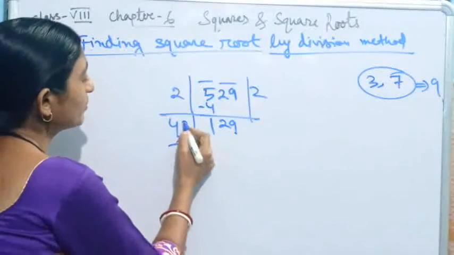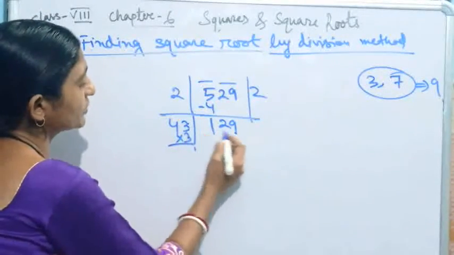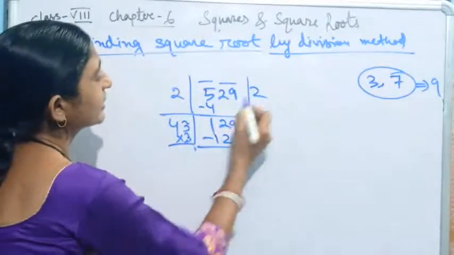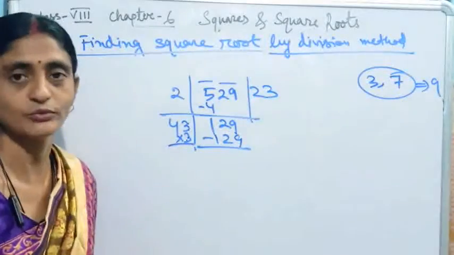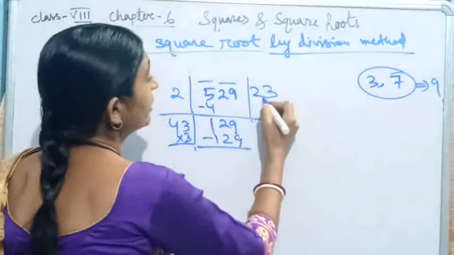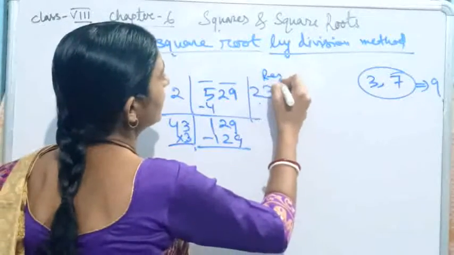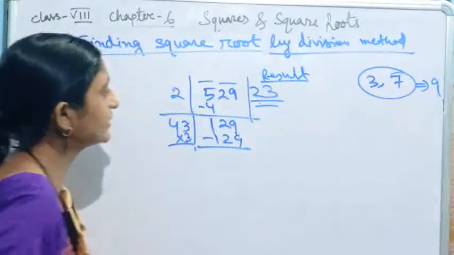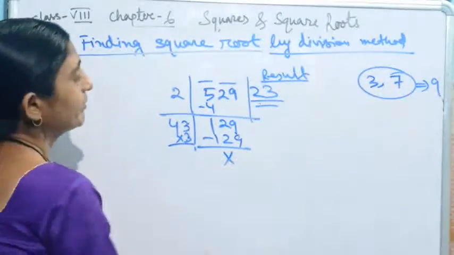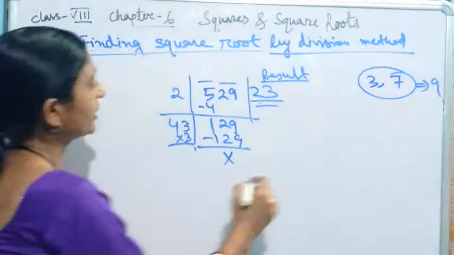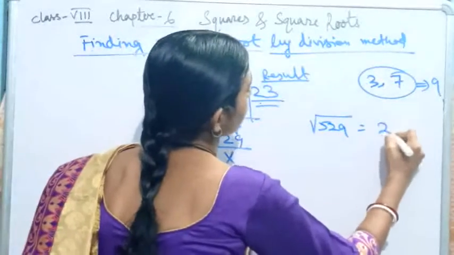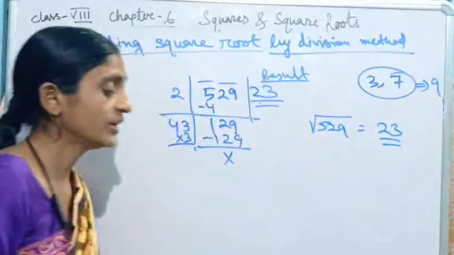So, when I multiply this by 3, what am I getting? 3 3s are 9, 3 4s are 12. Yes, I have got the exact number. That 3 will be put here in the place of the quotient. So, this is my result column. So here my division part is over. What have I got? The square root of 529. Its answer will be 23.